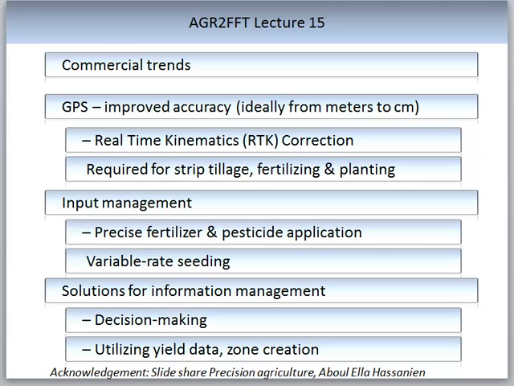Precision agriculture is an evolving beast, and there are some common commercial trends currently. One of them is to significantly improve the accuracy of GPS. Ideally, you would take it from meters down to centimeters. Technologies involved in this are real-time kinematics, or RTK corrections. This sort of application and technology is required for such techniques as strip tillage, fertilization and planting.